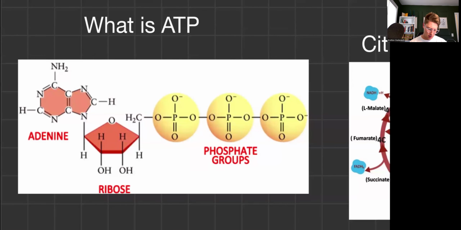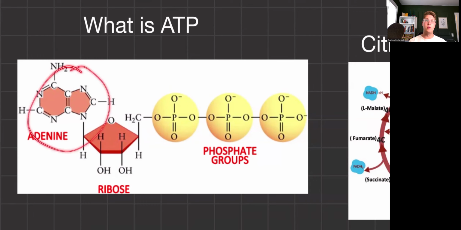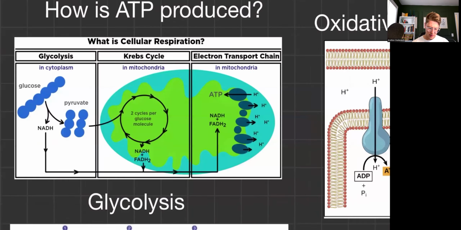ATP, or adenosine triphosphate, is often referred to as the energy currency of the cell. It consists of adenine, a ribose sugar, and three phosphate groups, 1, 2, 3. The bonds between these phosphate groups store a significant amount of energy, which can be released to fuel various cellular processes. ATP is essential for muscle contraction, active transport across cell membranes, and almost all of the important biochemical reactions in your body. So how do we make this important thing?